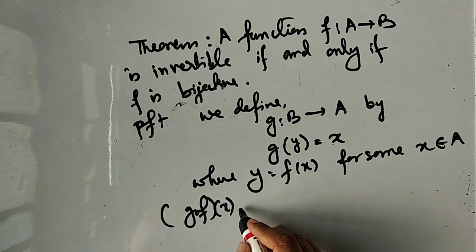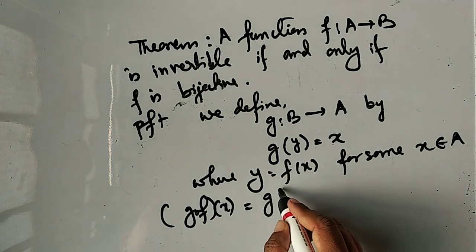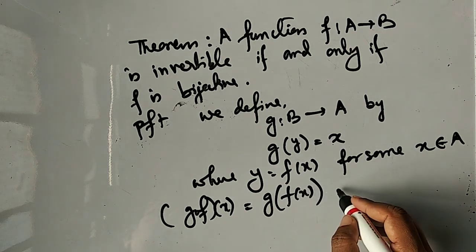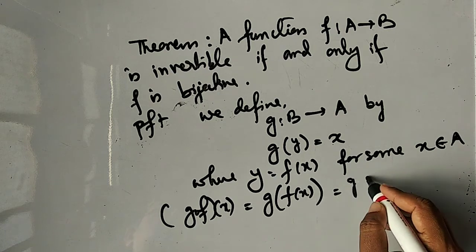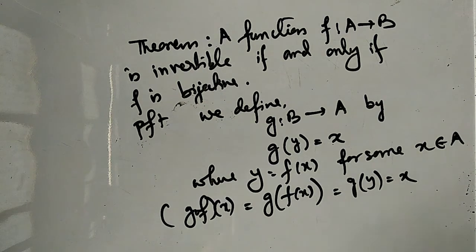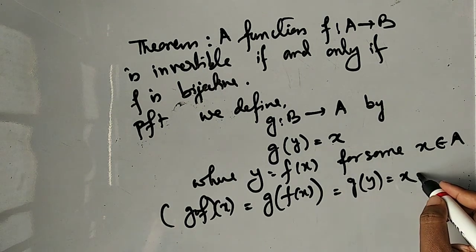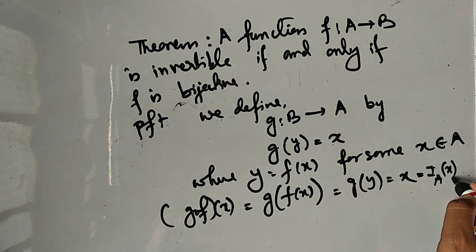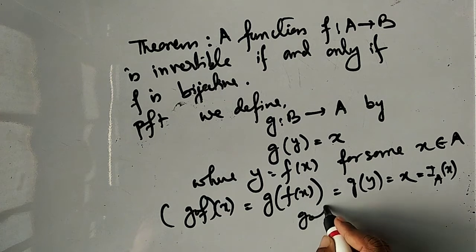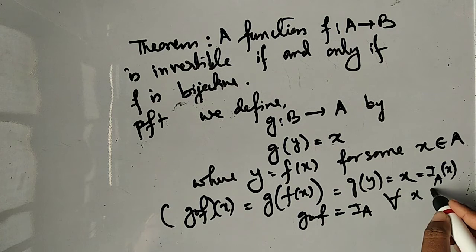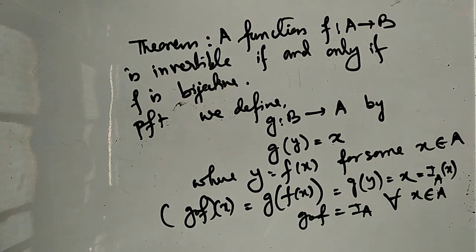What is g of f of x? This is nothing but g of f(x), and f(x) is nothing but y. So g of y, and by definition of g, this is nothing but x. So g of f of x is x, and this is the same as writing the identity map on A of x. So finally g of f is nothing but I_A. This line is true for all x belonging to A, so it's done. Now for f of g.